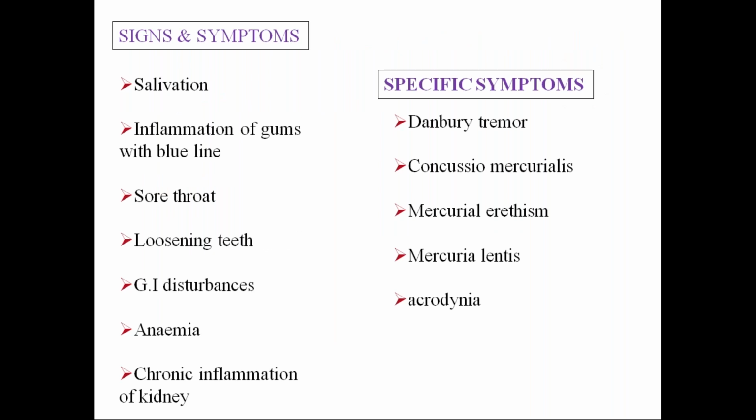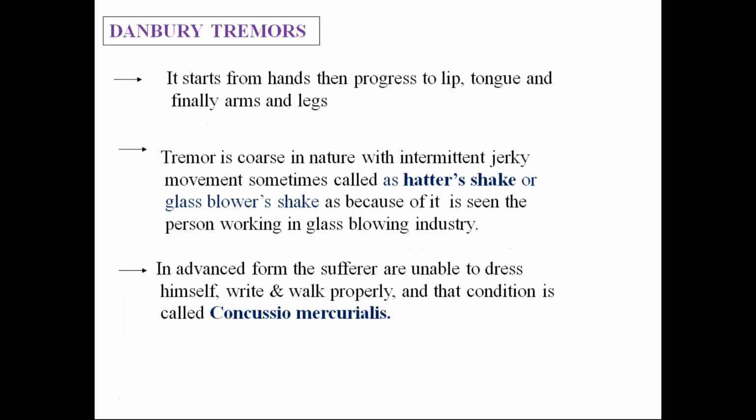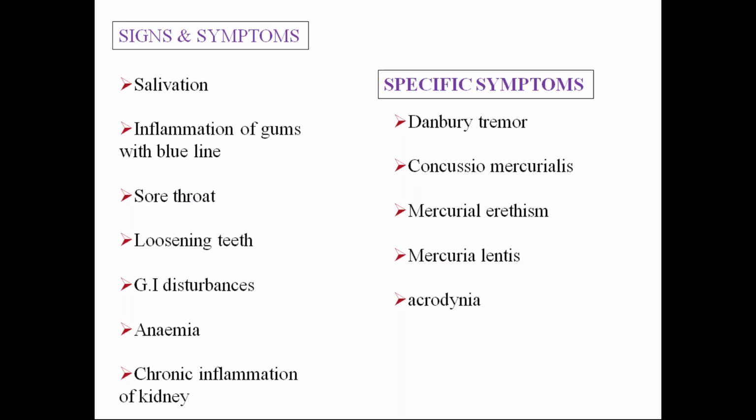What are the signs and symptoms of chronic mercury poisoning? One is salivation, inflammation of the gums with the blue line. There is sore throat, loosening of the teeth. You know, inflammation of the gums and blue line we have seen in lead poisoning. There is a blue line in lead poisoning, which we call the lead line or Burtonian line, where there is a blue line at the junction of the gums with the teeth. Here also there is inflammation of gums with blue line.